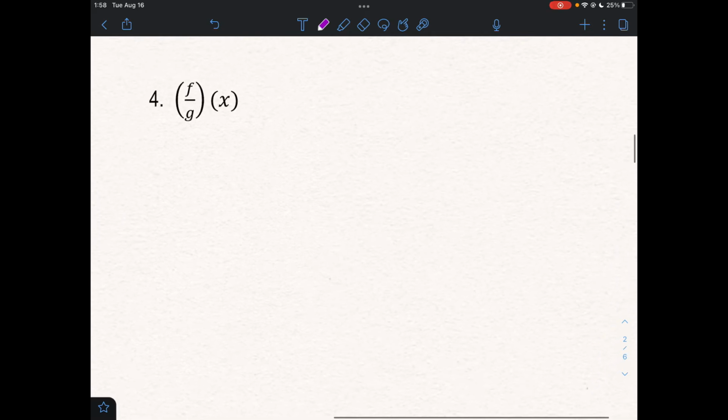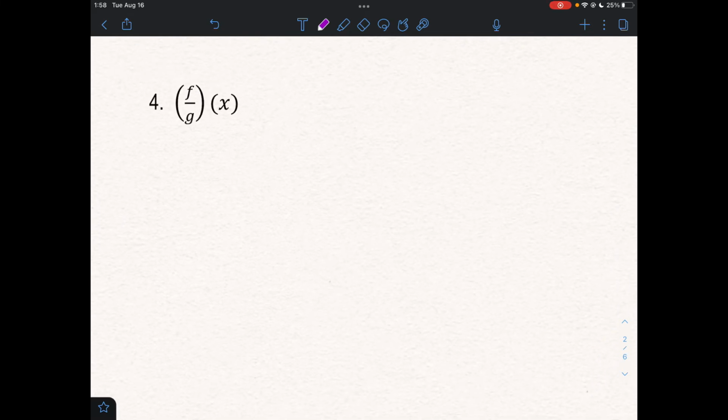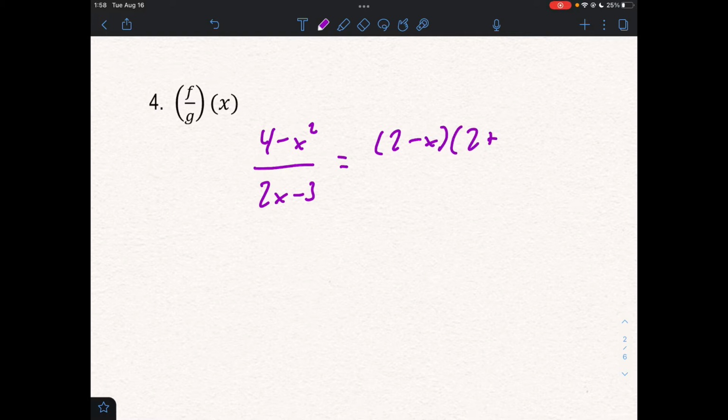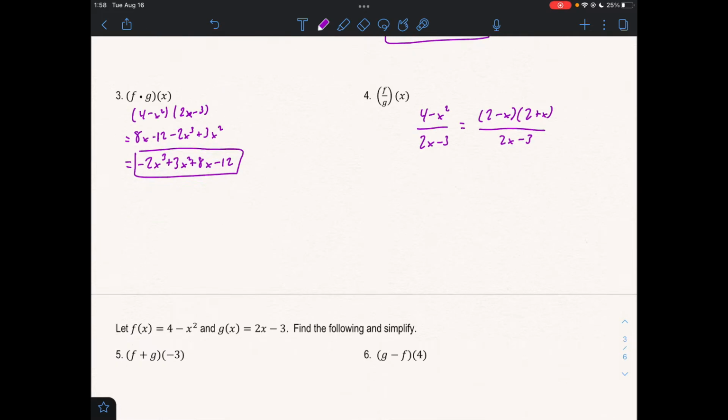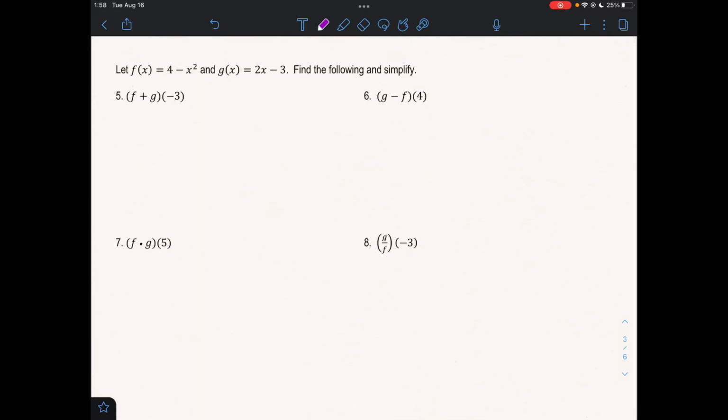Okay, number 4. f of x divided by g of x, that would be 4 minus x squared over 2x minus 3. You should probably factor to see if there's anything that cancels, but in this case, nothing will cancel, so either answer would be acceptable. We're going to need these answers for the next slide as well.